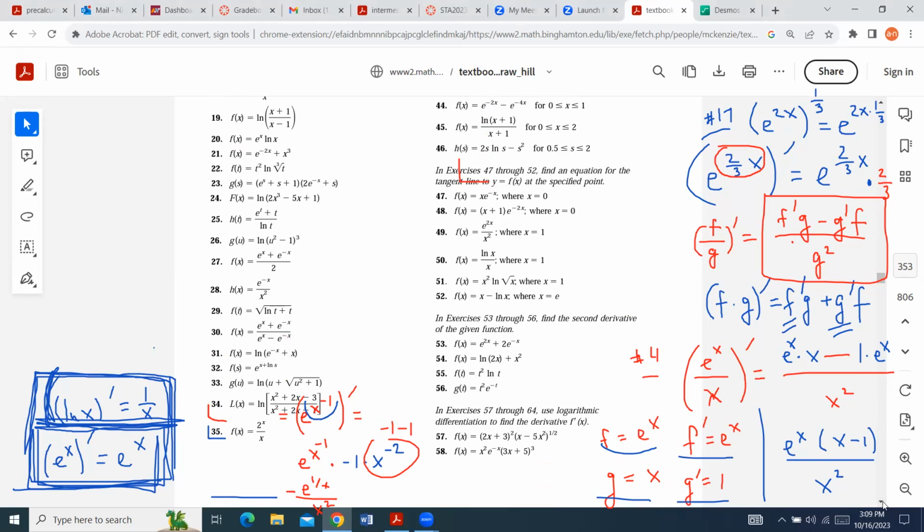We didn't do any equations of lines for a while, so I want to do one here. Let me try something like, say, problem number 52 that says, find the equation of the tangent line. Remember what we used to do before? We have a function here, which is a difference of x and ln x.